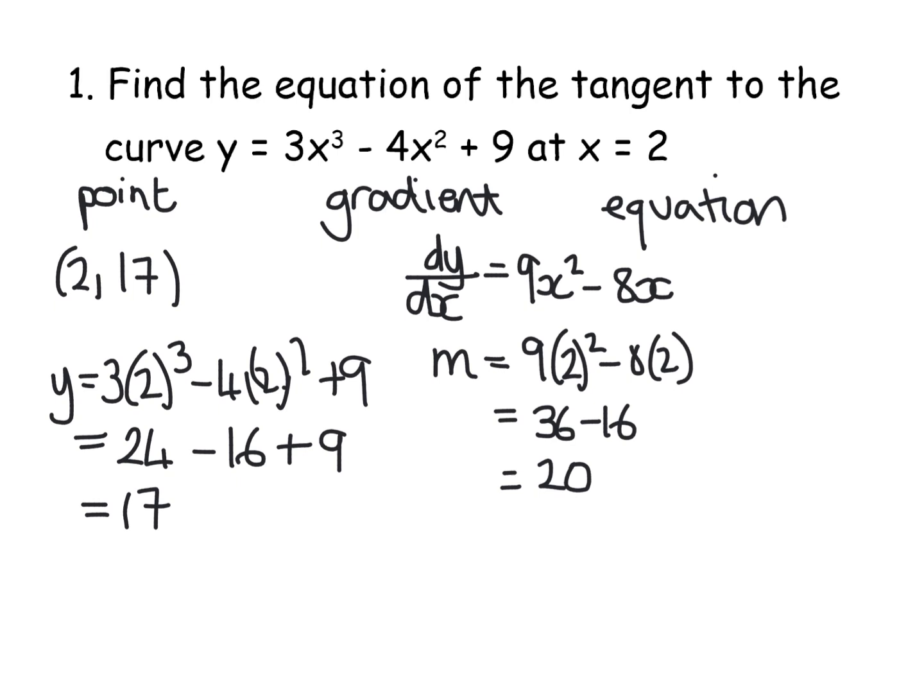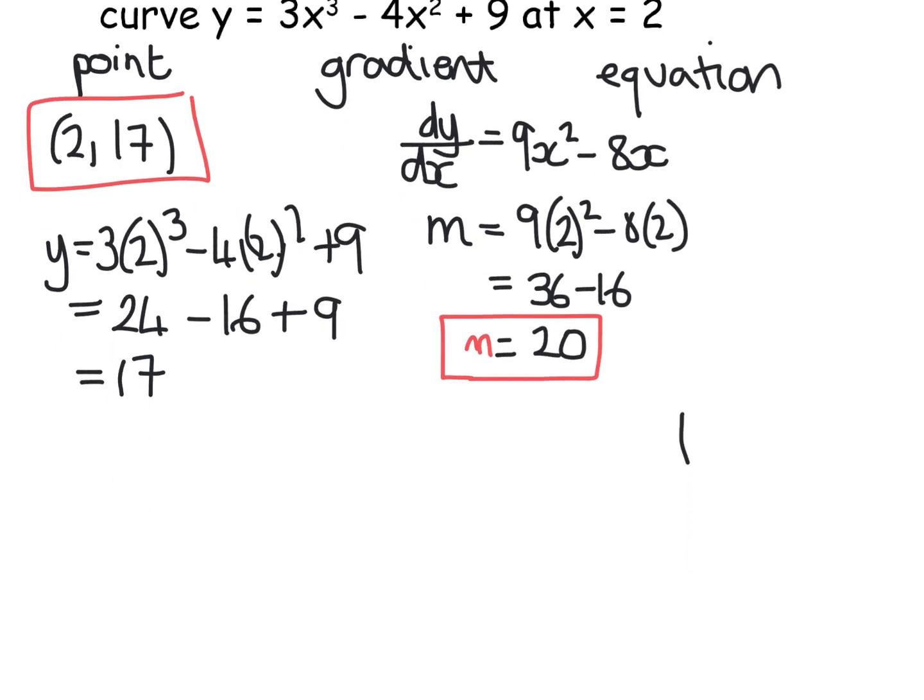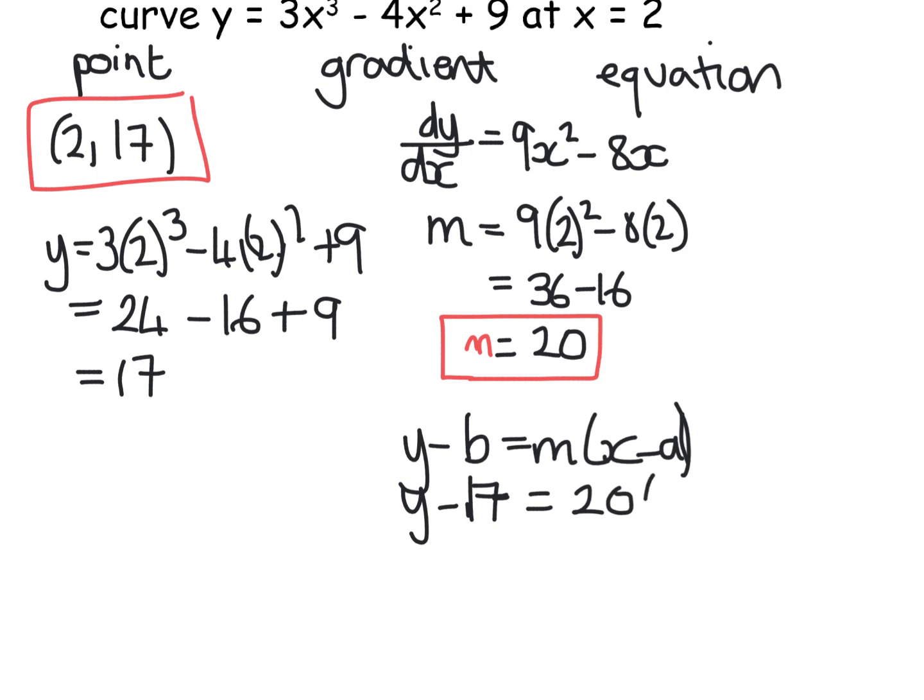So now we have enough information to go at the equation of a line. We're going to use our gradient of 20, and we're going to use our coordinate of 2, 17. So the equation of the line, if I just make myself a wee bit more room here. Now I'm going to try and fit it up beside it. So it's going to be y minus b equals m bracket x minus a. So y minus 17 equals 20 bracket x minus 2.